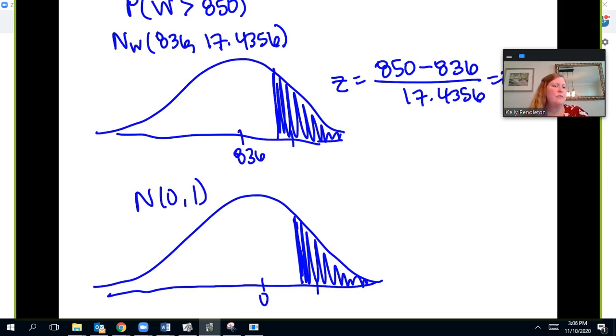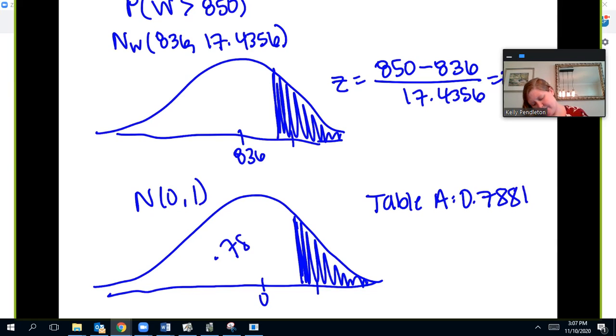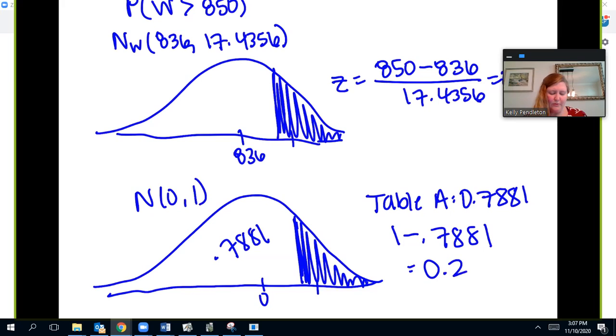And we'll look on table A. For 0.8, it's 0.7881. And so I have to do 1 minus since that's on the wrong side. And I get 0.2119.